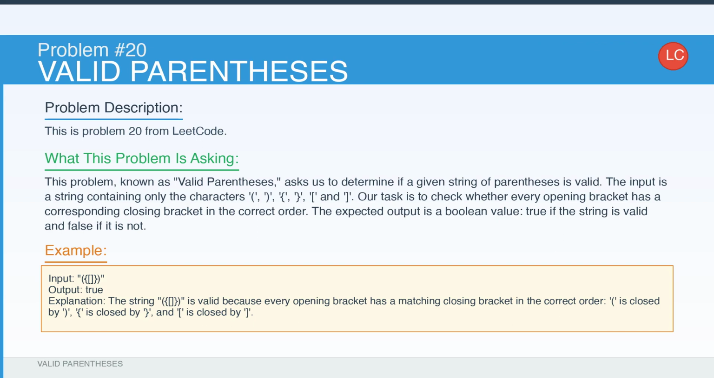For instance, consider the input string. This string is deemed valid as each opening bracket is aptly closed by its respective counterpart. The parentheses is closed by its closing parenthesis and the bracket by its closing bracket. Our goal is to return a Boolean value, true if the string is valid and false if it is not. Let us delve into the intricacies of this problem and unravel the elegant solutions that lie within.